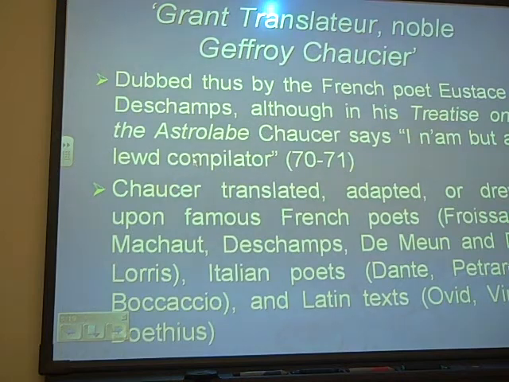Although that's the kind of thing you get quite often in writing of this period, it's called the false modesty topos, where people say, "Oh no, I'm not really good," and then go on to do something really good. So Chaucer translated, adapted, or drew upon famous French poets of the period, Froissart, Machaut, Deschamps, de Meun, and de Lorris, Italian poets, Dante, Petrarch, and Boccaccio, and also Latin texts, so Ovid, Virgil, and Boethius. So again, you can see the number of influences coming into English at this point.